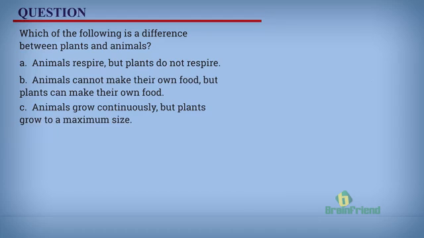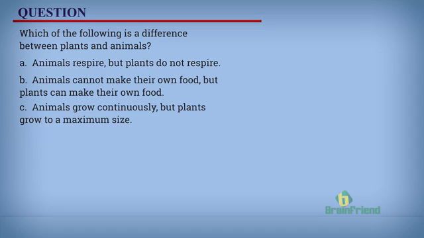A quick one. Let me ask us a question. Which of the following is the difference between plants and animals? A, animals respire, but plants do not respire. B, animals cannot make their own food, but plants can make their own food. C, animals grow continuously, but plants grow to a maximum size. What would the answer be?